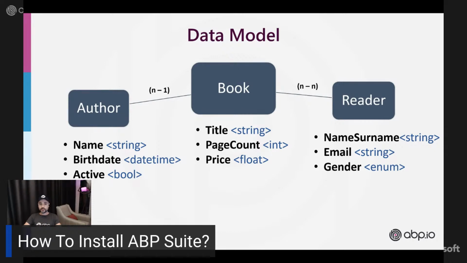And lastly, we will create the reader entity. This will be connected to the book entity with a many-to-many relationship. And it will have name, surname, email, and gender fields. So here, the reader will have a custom enum as well. So users can select the items from these enum values. So in the end, we will be able to pick an author when creating a book entity and select multiple books when creating a reader entity. I'm going to show you ABP Suite, and then we will try to implement this application.